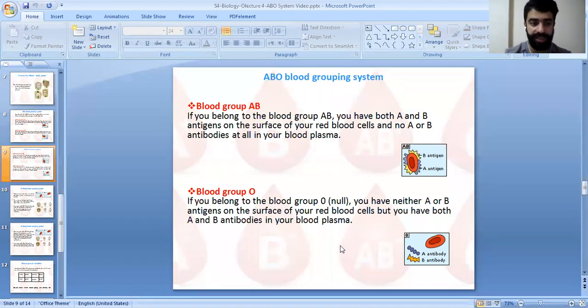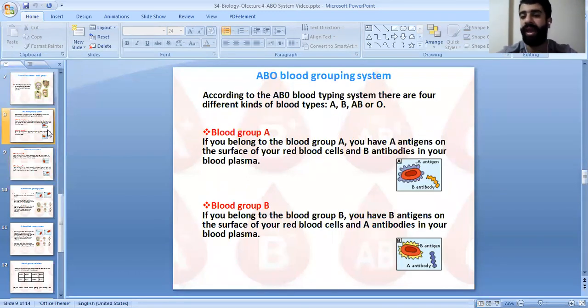So you have to know this. I will repeat them. Blood group A, as I said, has the same antigen as the blood group.